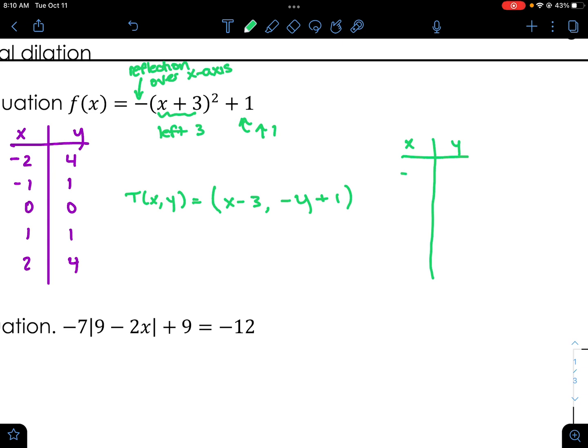So that would give us negative 5, negative 4, negative 3, negative 2, and negative 1. And then we would make our y values the opposite sign and then add 1. So 4 would become negative 4 plus 1, that would be negative 3. Negative 1 plus 1 would be 0. 0 plus 1 would be 1. And then negative 1 plus 1 would be 0. And then negative 4 plus 1 would be negative 3.